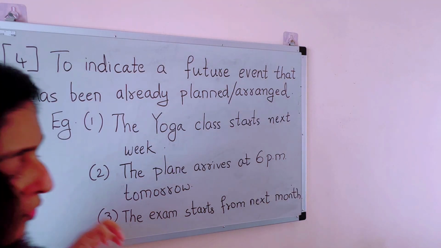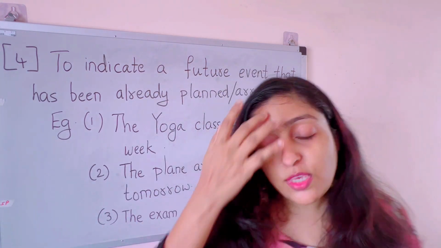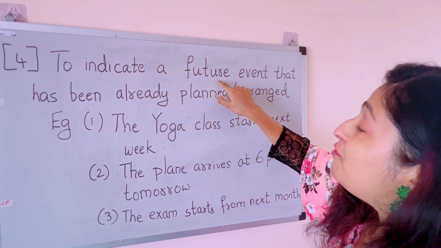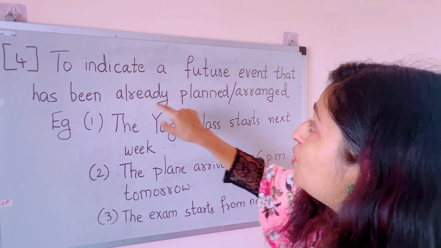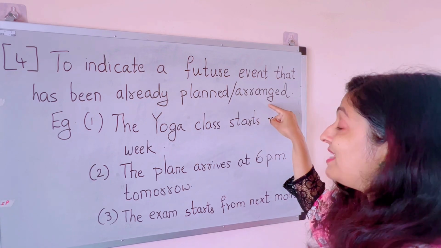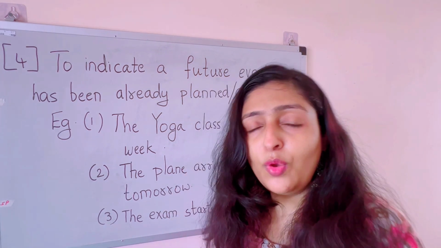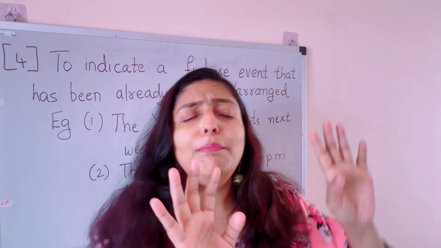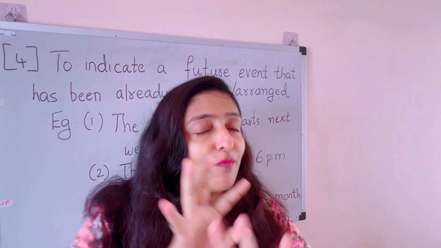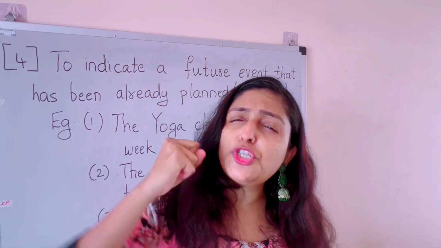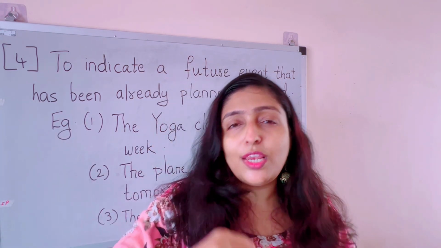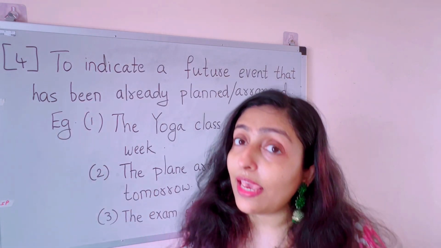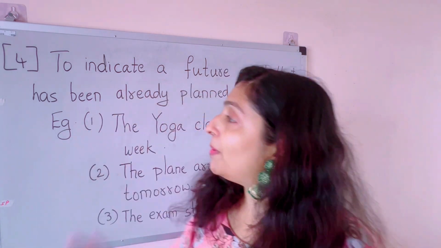Here we have rule number 4. We use simple present tense to indicate a future event which you have already planned and arranged. Something is going to happen in the future, but you have already made all those arrangements, you have organized everything, you're very sure, you have decided, you're resolute enough that this thing is going to happen. In that case, we use simple present tense.